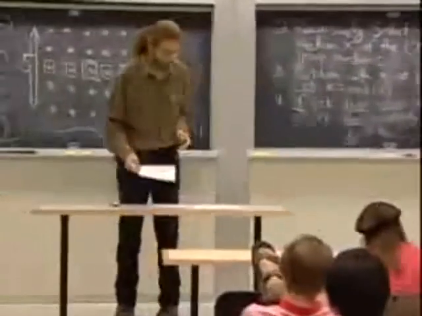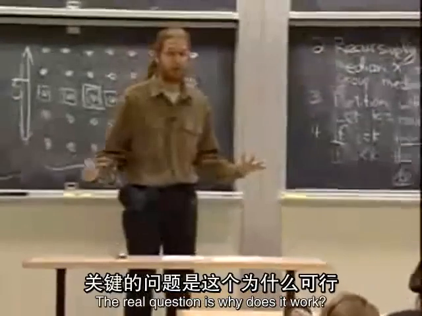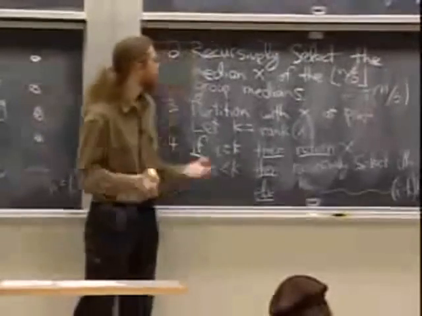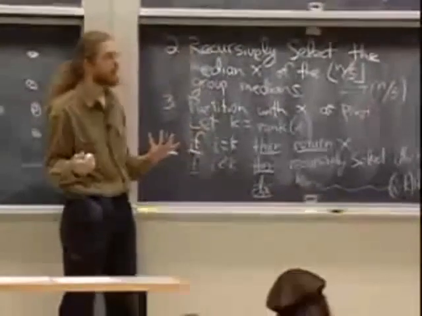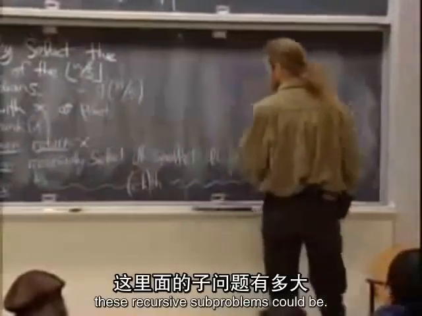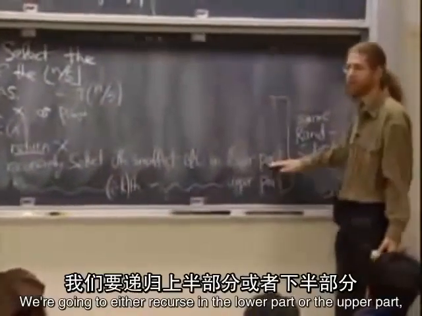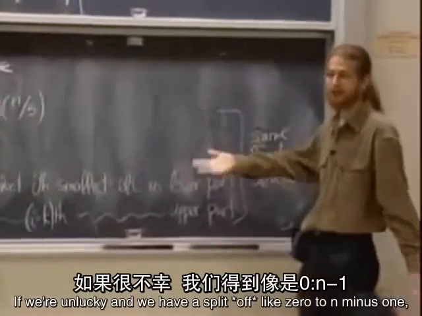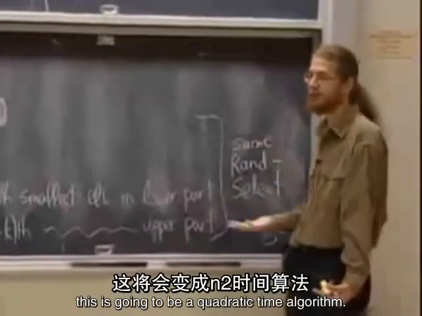That's the algorithm. The real question is, why does it work? Why is this linear time? So the first question is, what's the recurrence? We can't quite write it down yet, because we don't know how big these recursive subproblems could be. We're going to either recurse in the lower part or the upper part. That's just like before. If we're unlucky and we have a split of like 0 to n minus 1, this is going to be a quadratic time algorithm.